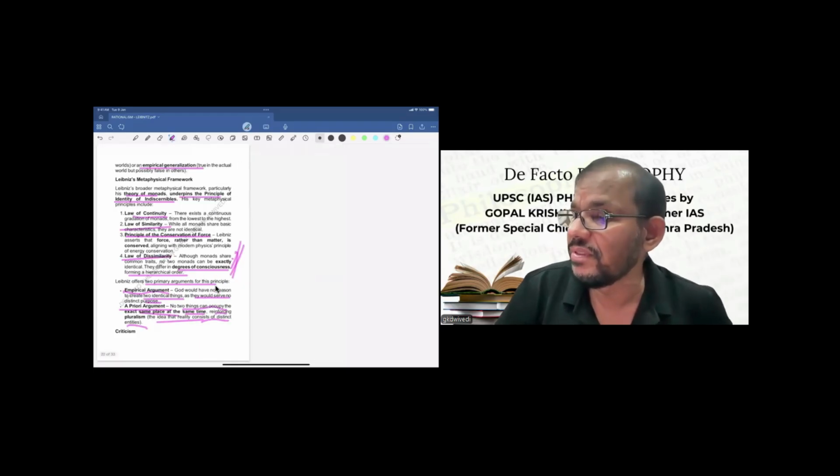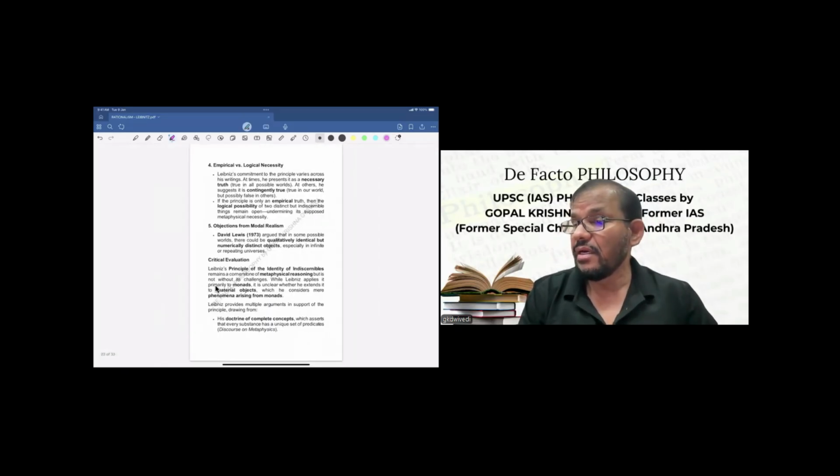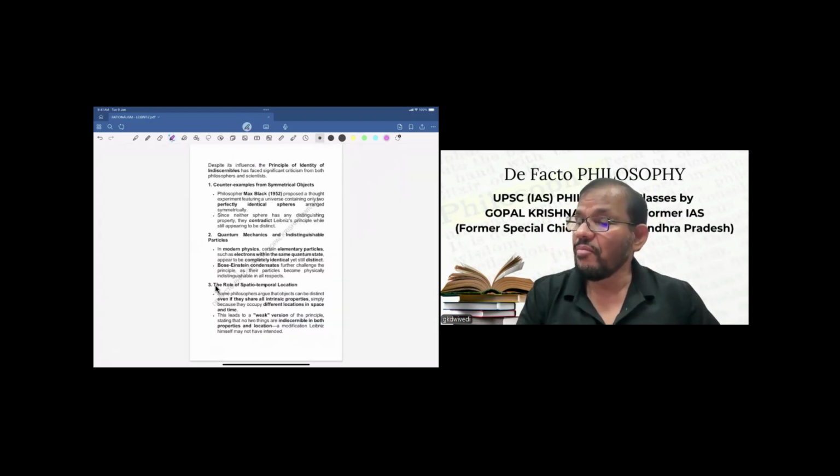Now, what are the criticisms of the principle of identity of indiscernibles? It has been criticized by modern science and even by modern philosophers. The first main thing is counterexamples from symmetrical objects. Max Black, again a philosopher of the 20th century, proposed a thought experiment featuring a universe containing only two perfectly identical spheres arranged symmetrically. Since neither sphere has any distinguishing property, they contradict Leibniz's principle of identity of indiscernibles.